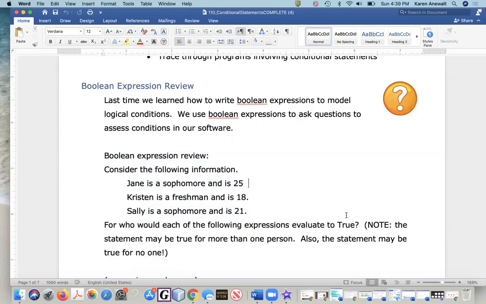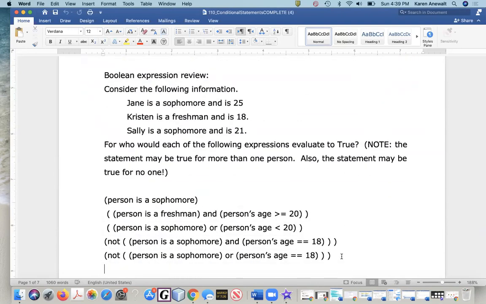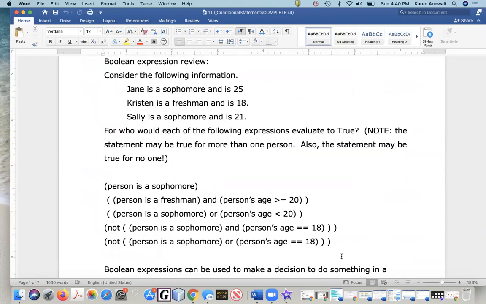Suppose that we have the following information. Jane is a student and she's a sophomore and is 25. Kristen is a freshman and is 18, and Sally is a sophomore who's 21. Consider each of the following Boolean expressions and determine whether it would evaluate to be true or false. Notice that the statement might be true for more than one person, or it might not be true for anyone. Take a couple of minutes, pause the video, and then come back and check your answers.